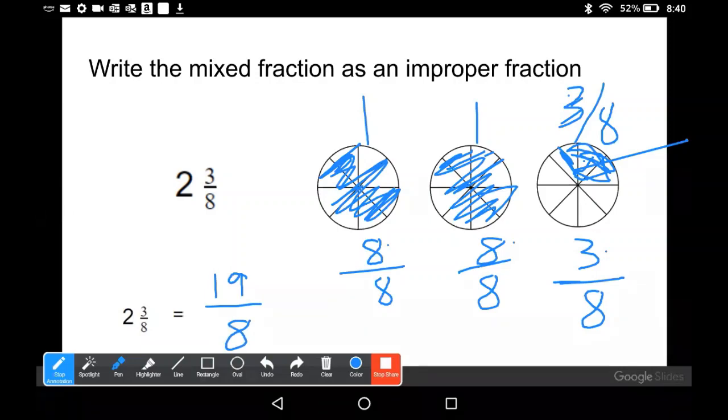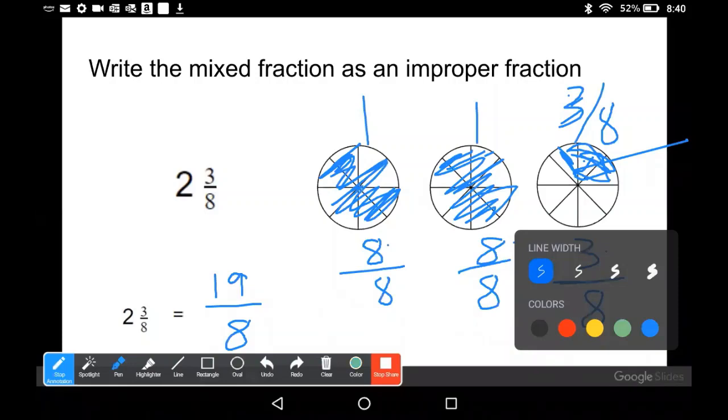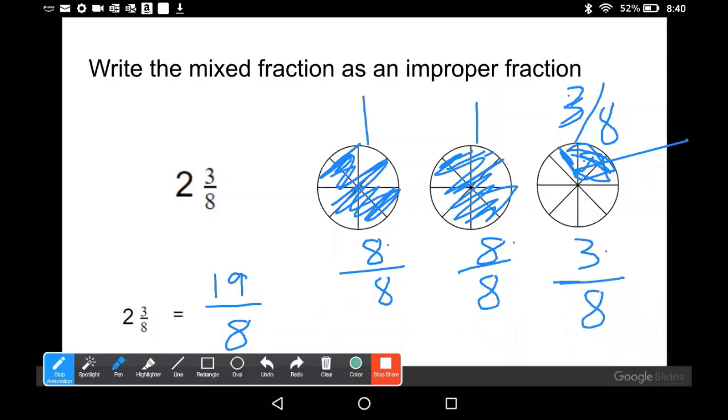That's my total 8ths that I have. Go back to that little trick I just showed you. Without the picture, you could say 8 times 2 is 16, so that's my 2 wholes, 8 and 8 is 16, plus 3 more gives me 19. And then I put my denominator as 8. The 8 and the 8 are always going to match. So that is converting from mixed to improper.